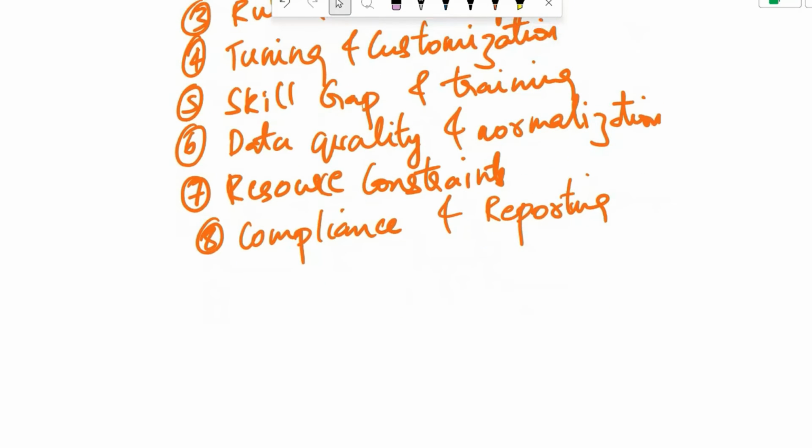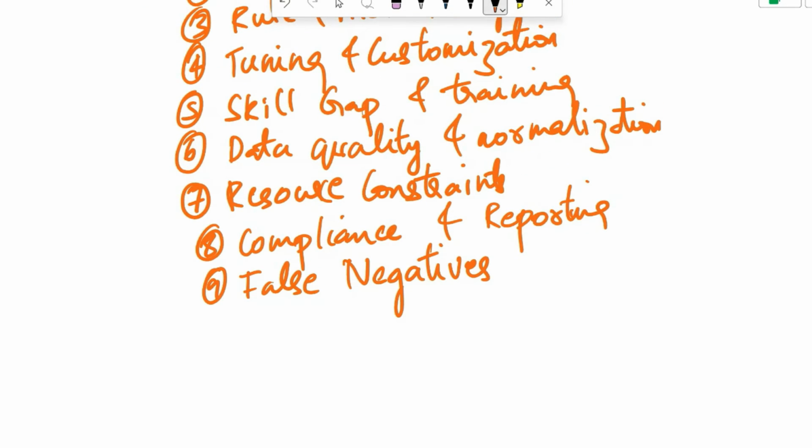Next is false negatives. Overly restrictive or improperly configured rules can result in false negatives, where actual threats are not detected. So regularly assess and adjust the sensitivity of detection rules. Use threat intelligence feeds and machine learning to identify new and emerging threats.